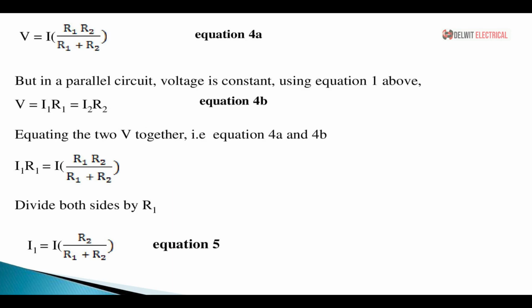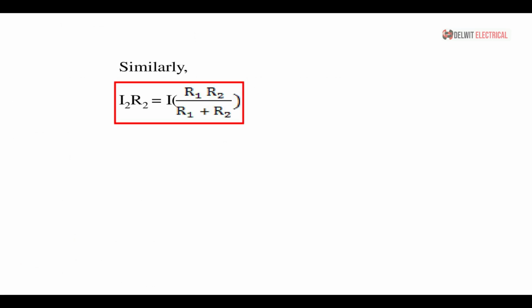Now, if we put our V, which is I1 R1, into our equation 4, we will see that I1 R1 is equal to I in bracket R1 plus R2 over R1 plus R2, which is our R equivalent. We also get our I2 R2. Our I2 R2 is equal to I in bracket R1 R2 over R1 plus R2, which is our equivalent resistor.